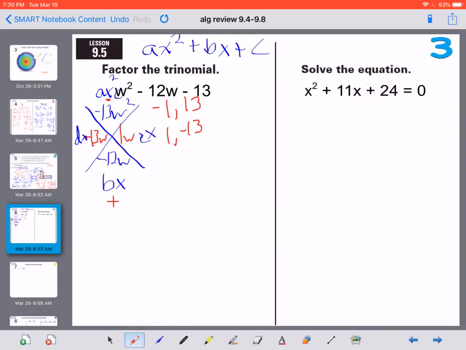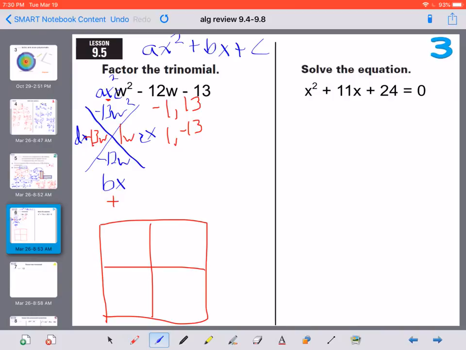So now that I've figured out my diamond, I'm going to draw a box so I can factor these out. In the top box, I have ax squared. In this case, that was 1w squared. In this box, I have c. C was negative 13. Here we have dx, which was negative 13w.